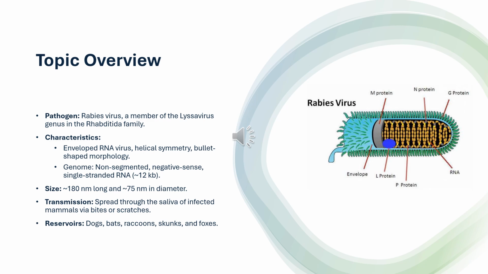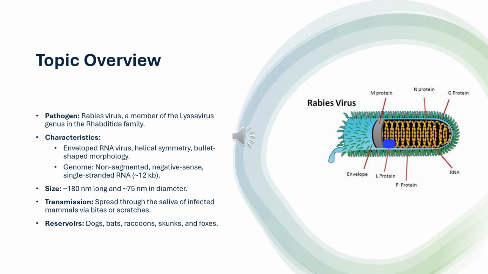If you look on the right hand side, you'll see a picture of the rabies virus with all of its proteins. You can see the envelope, the RNA, which is the yellow. And if you look at the G protein, that is the most important part about the rabies virus because that is actually what attaches itself to the host.